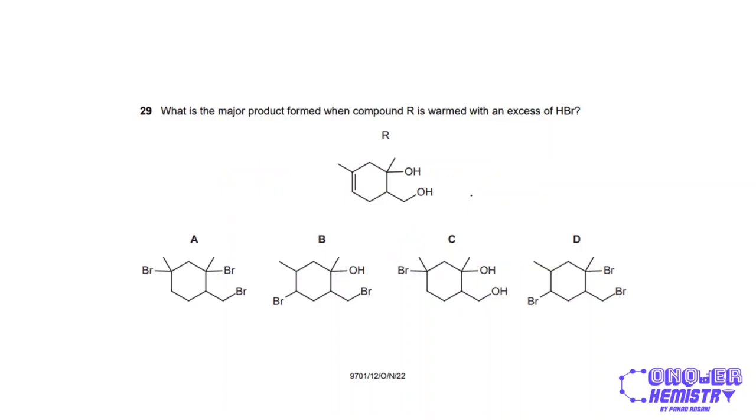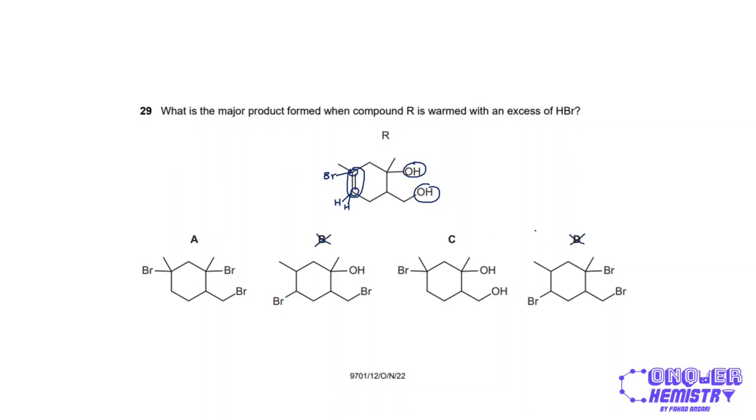All right. So what is the major product formed when compound R is warmed with an excess of HBr? All right. So let's take a look at this. So the thing is that compound R contains two functional groups, the double bond and the alcohol groups. So the double bond will obviously react. And we need to be careful of the positioning of the bromine over here. Remember Markovnikov's rule? This carbon atom over here is bonded to one hydrogen atom, and this carbon atom is not bonded to any. And so this is where the hydrogen atom ends up once the double bond breaks, and the bromine will be here. So that eliminates options B and D.